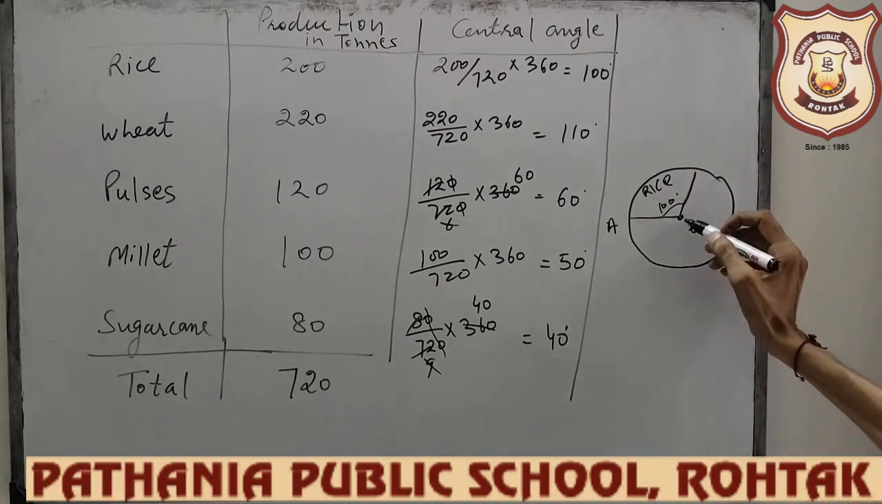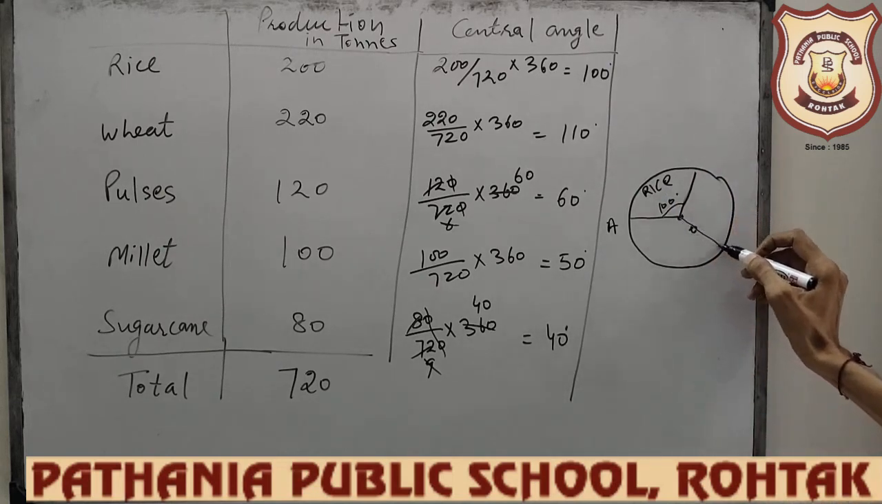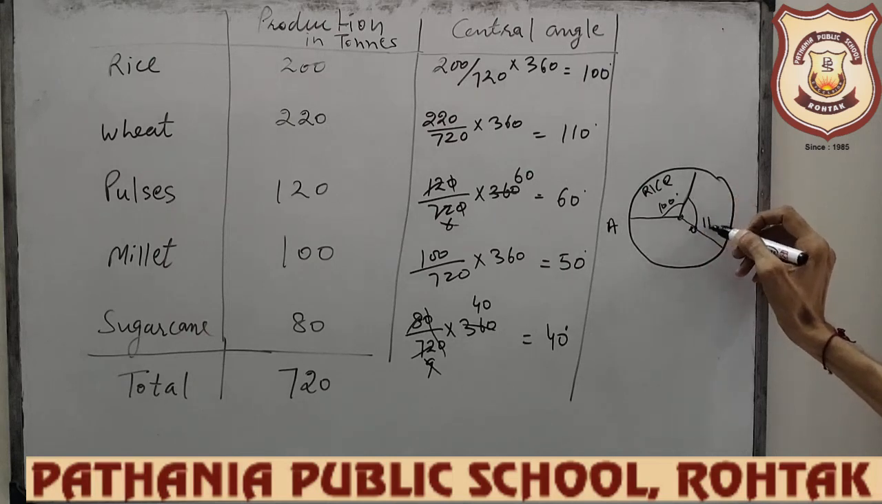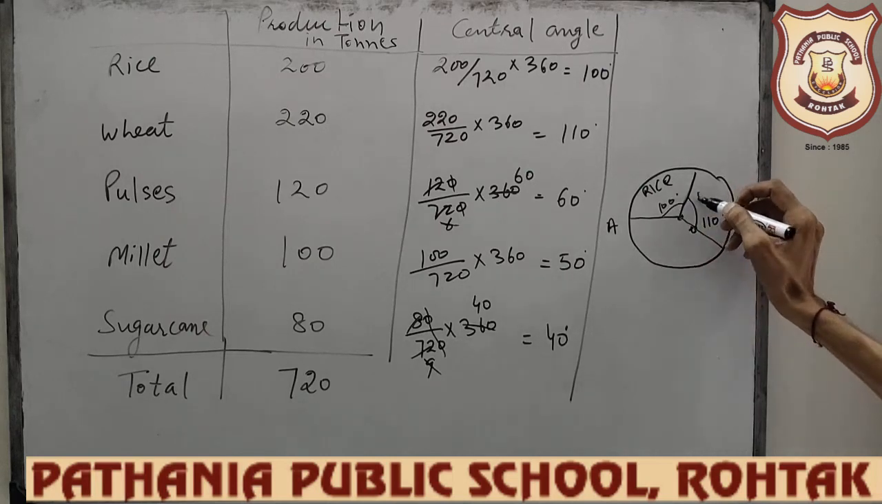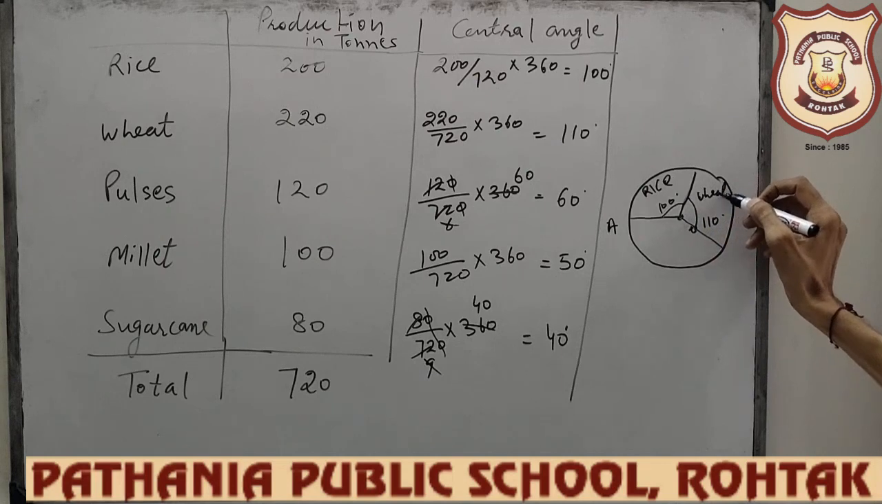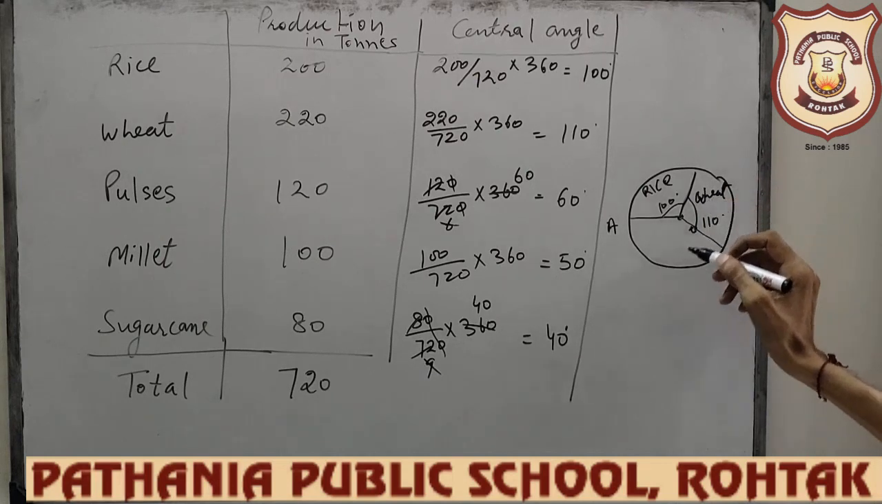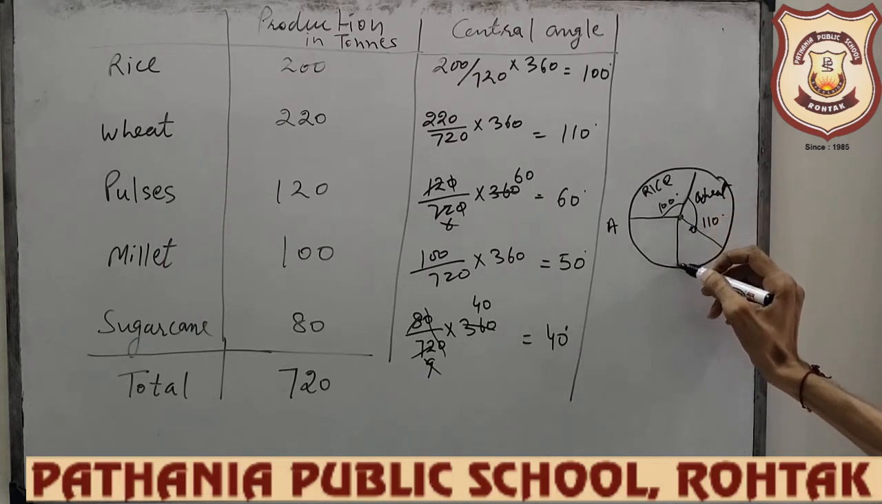Now next angle is 110. Like this. This angle is 110. What is the name of this? Wheat. Production of wheat is this much. Now next angle is 60 degrees.